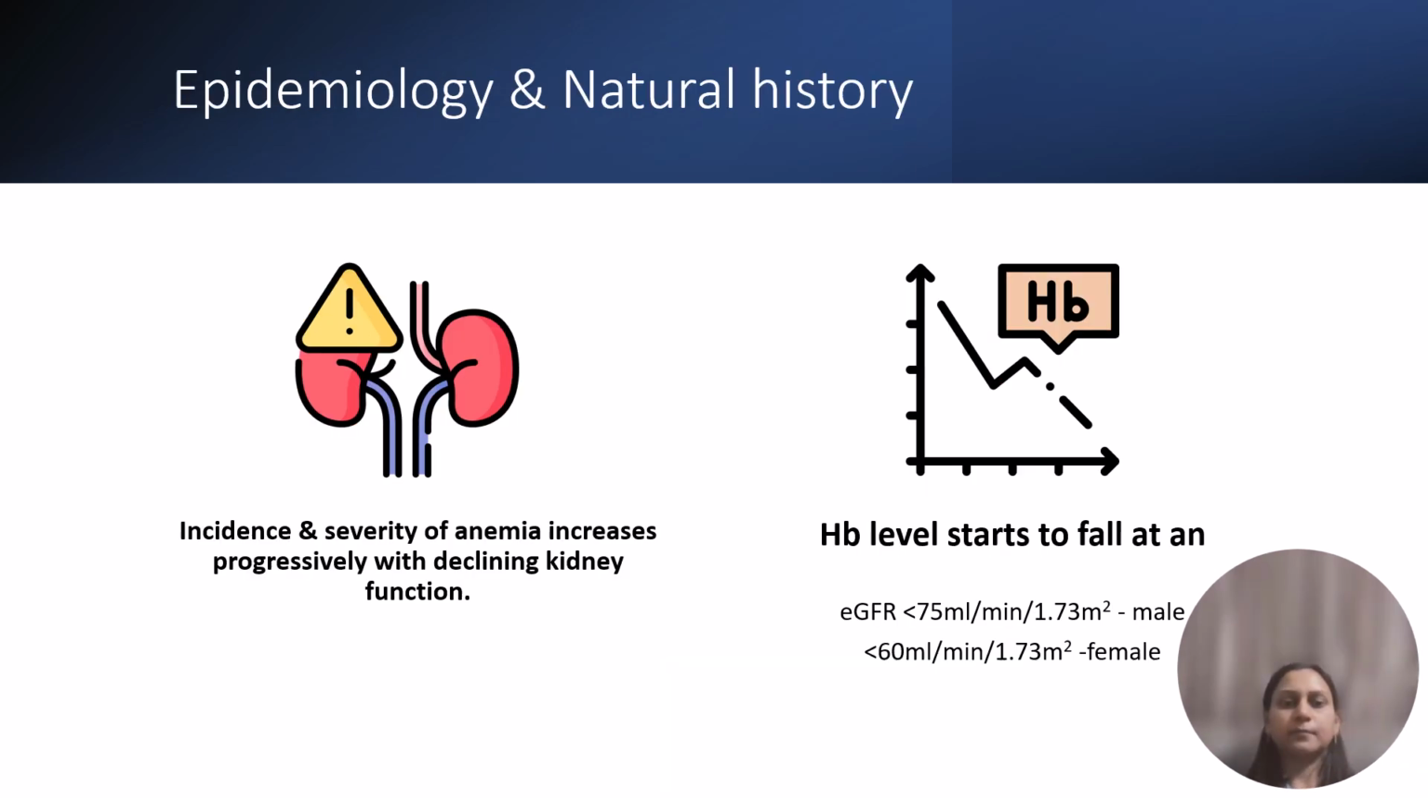of age. So if you look at the epidemiology and natural history, the incidence and severity of anemia increases progressively with declining kidney function. Hemoglobin level starts to fall at an eGFR of less than 75 ml per minute for males and less than 60 ml per minute for females. It starts to fall much earlier in diabetic patients, whereas on the contrary, patients with polycystic kidney disease usually have polycythemia. And if you take all the CKD patients put together, 50% of the patients with CKD have anemia.